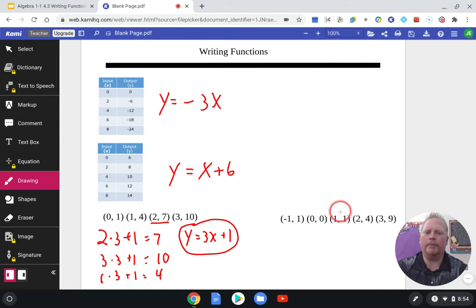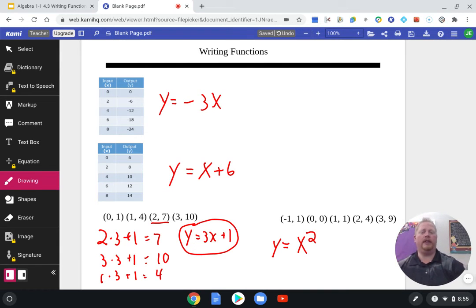Wait a second, I'm noticing a pattern here. 1, 4, 9. Those are the perfect squares. Okay, what if I take the x value and multiply it by itself? So 1 times 1 is 1. 2 times 2 is 4. 3 times 3 is 9. 0 times 0 is 0. Negative 1 times negative 1 is a positive 1. So there we go. That's my pattern, I take the x value and I multiply it by itself. I square it. So those are some kind of tricky ones, but that's what we have to do, keep guessing and keep checking until we find the right pattern.